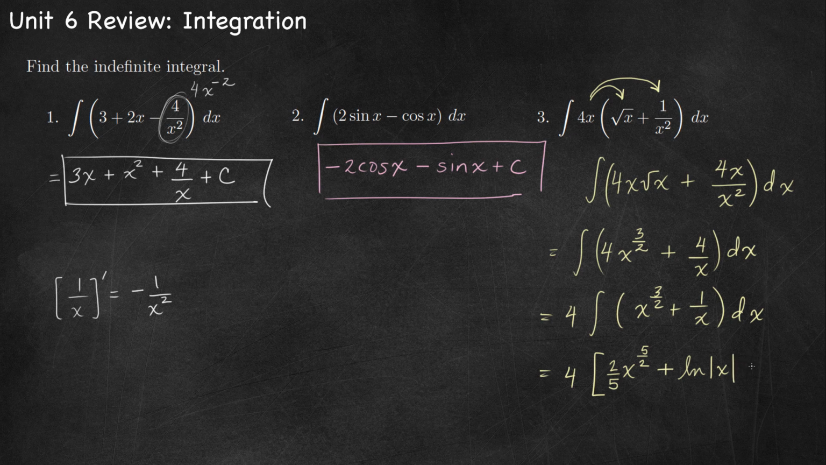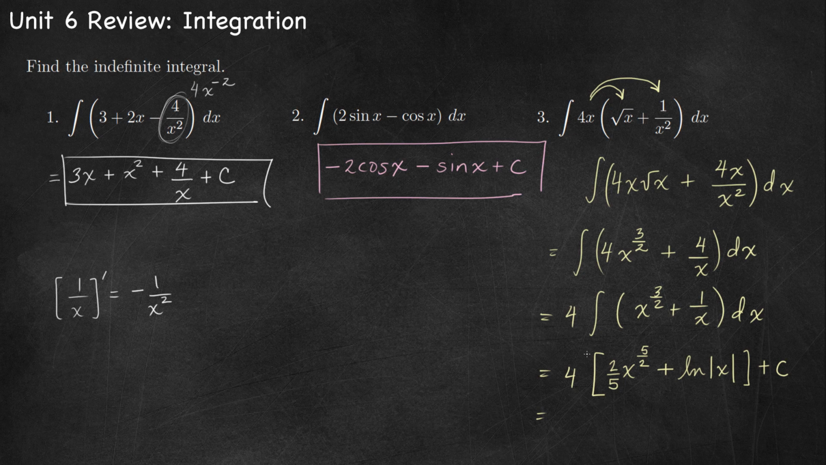And then plus c. Now, the plus c can be inside of the brackets here or outside of the brackets. It doesn't matter because c is just a placeholder for the constant term that's going to come at the end. So whether we write plus c and then distribute the 4, or whether we just close our brackets and then put our plus c, both ways will be correct.